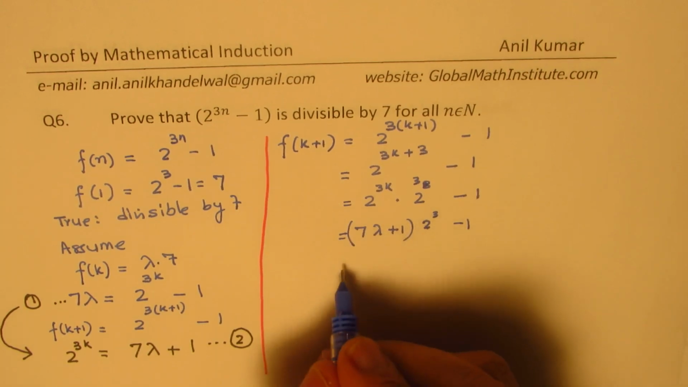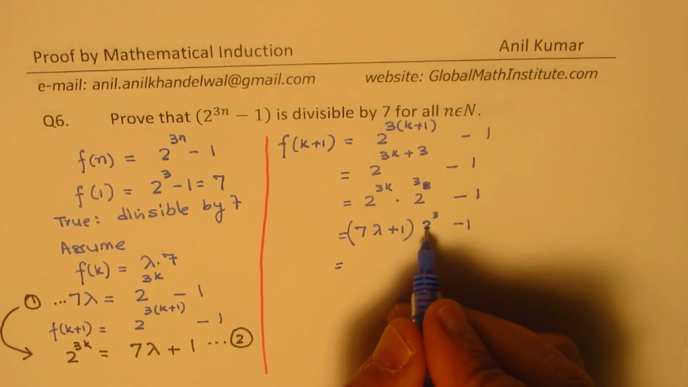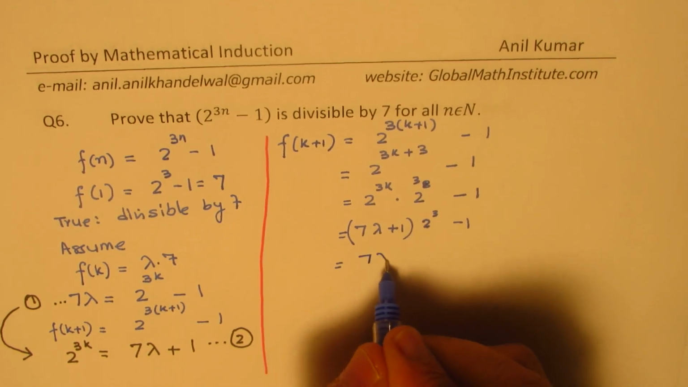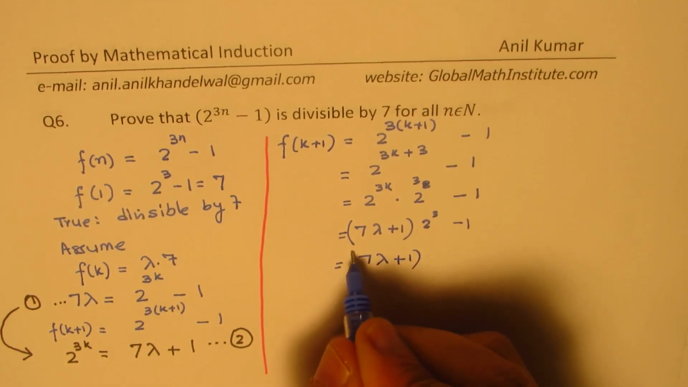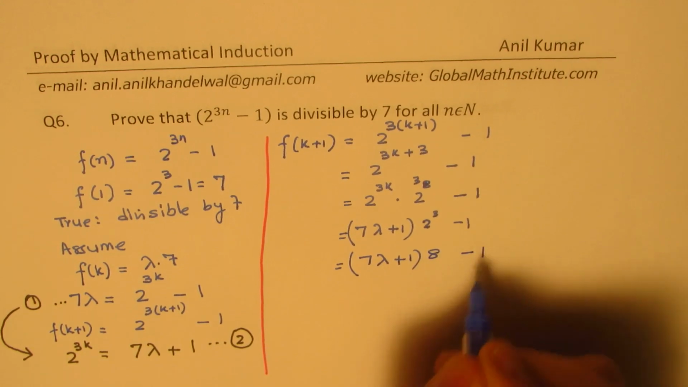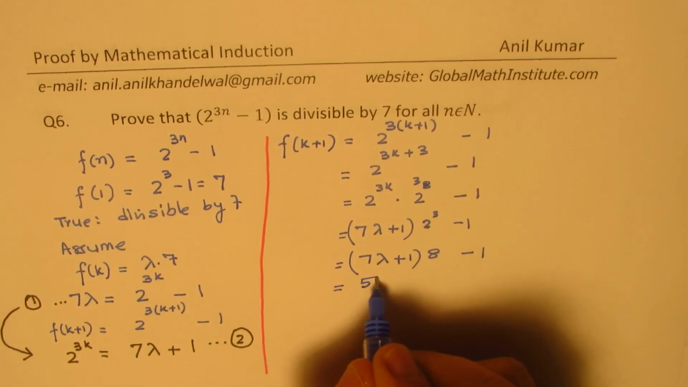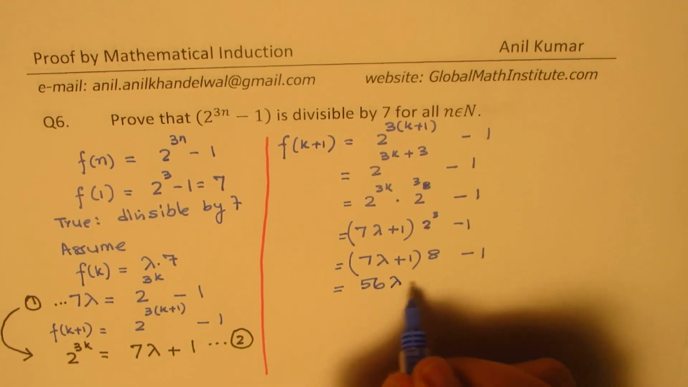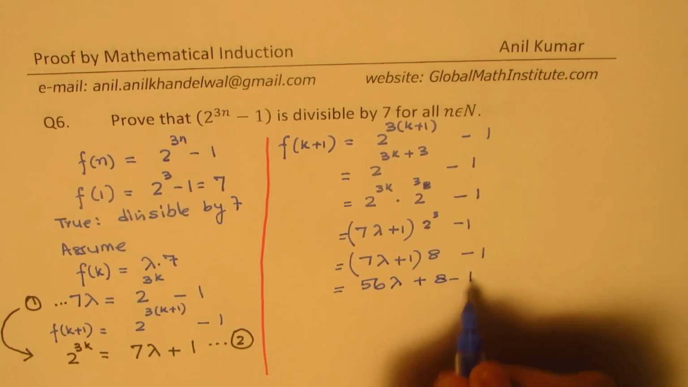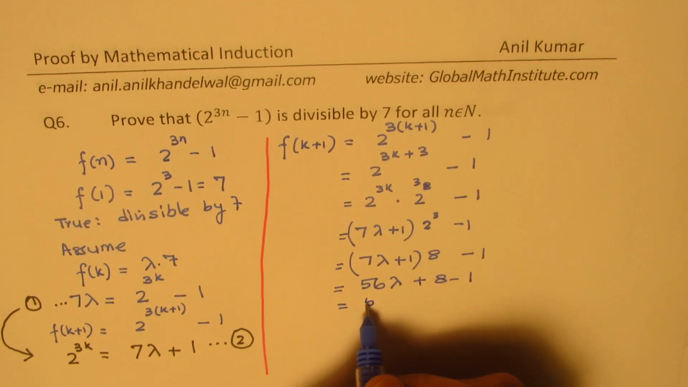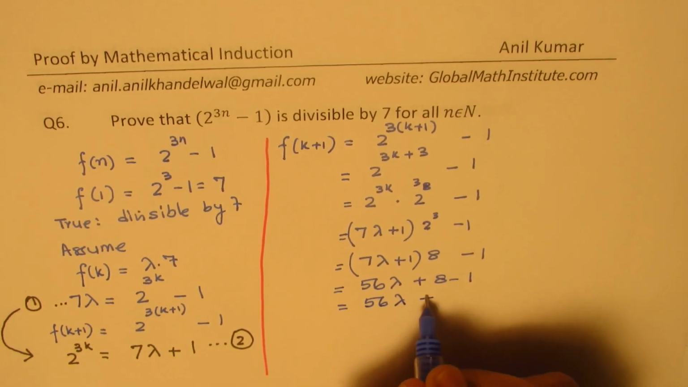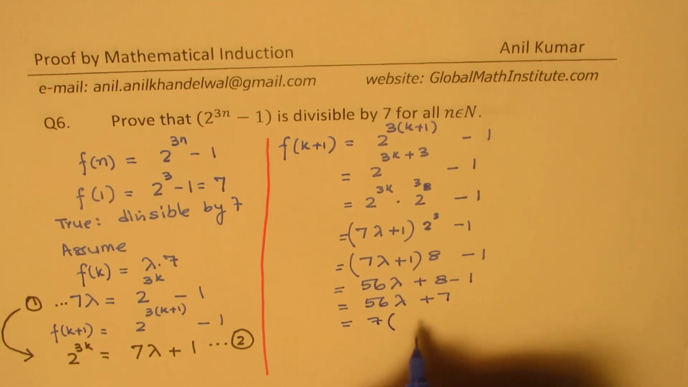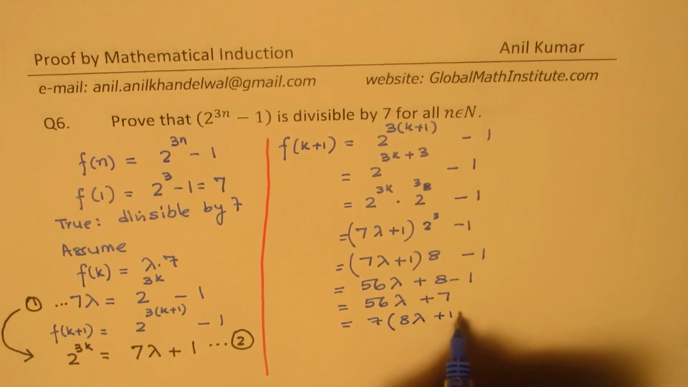So let's open the bracket. So we get 8, right? So we get 8 times, let me write once again, (7 lambda plus 1) times 8 minus 1. So that gives us 56, which is a multiple of 7 lambda plus 8 minus 1, or 56 lambda plus 7, correct? You could also write this as, well, you can take 7 common, 7 times (8 lambda plus 1).